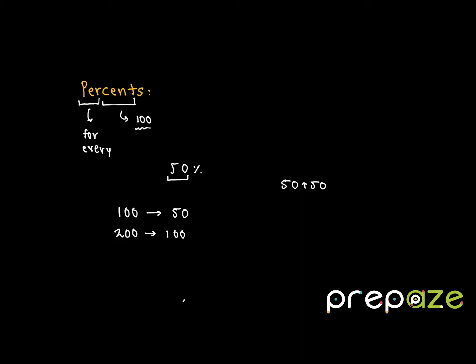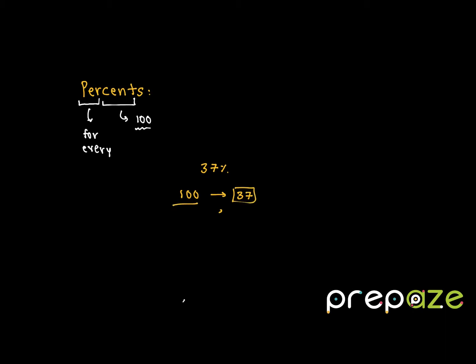Let's look at another example. Let's say that we have 37%. And maybe Julia is buying 37% of the cookies at the store. That means if there are 100 cookies that are being sold at the store, then Julia would be buying 37 of those. So for every group of 100, she would be buying 37.